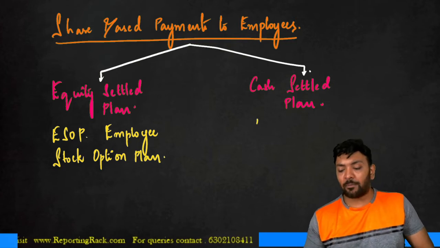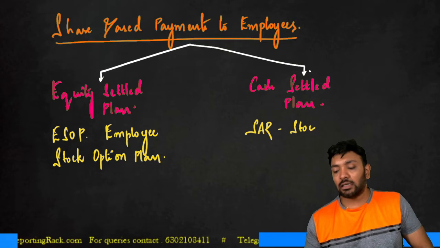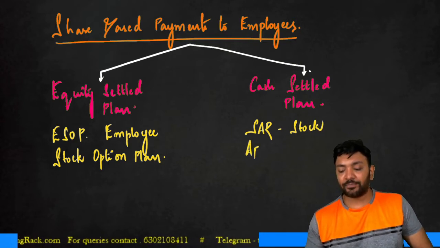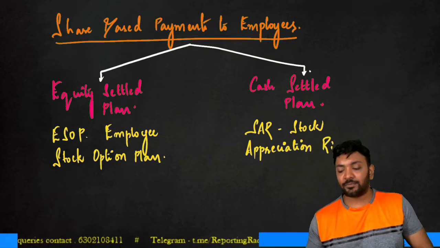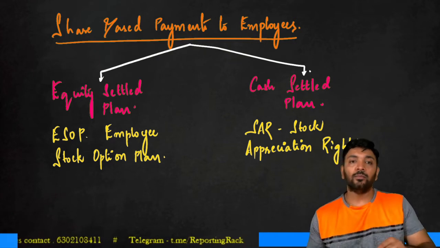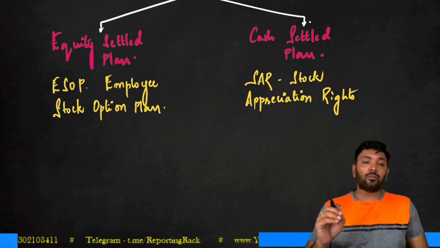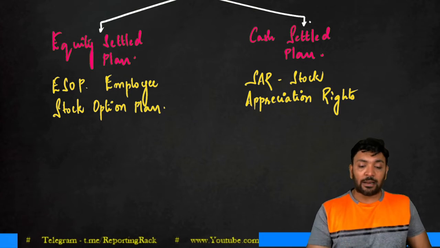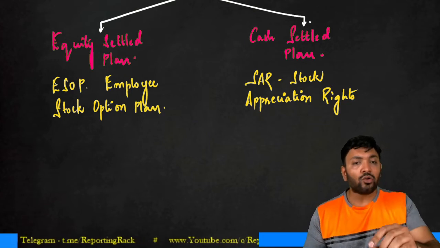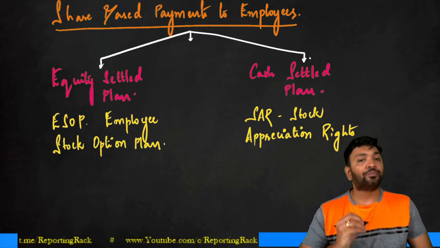While your cash settled plans are called SAR, stock appreciation rights. So I'm saying either there could be an equity settled plan or a cash settled plan, whenever I'm talking about share based options. One more concept does arise where there is a combination of both.